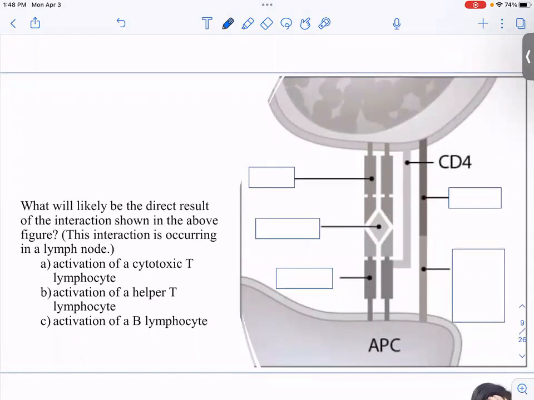I'll let you read it. You have to kind of figure out what kind of cell that is and all those interactions being made. Don't worry about this and this. That's something we didn't talk about.